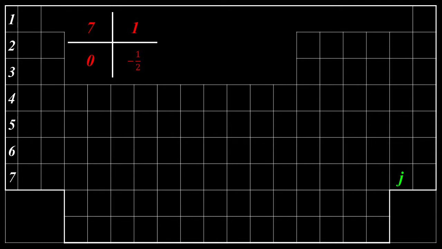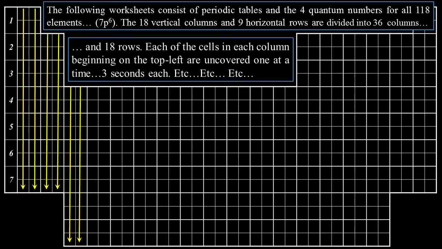So now comes the final phase of this challenging movie on quantum numbers. What I'm going to do is present a periodic table, and we're going to do every quantum number in the periodic table. Now, it says the following worksheets consist of periodic tables and the four quantum numbers for all 118 elements.